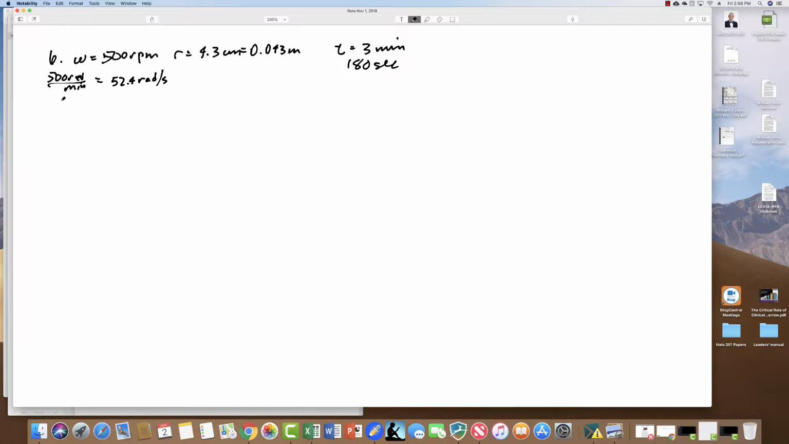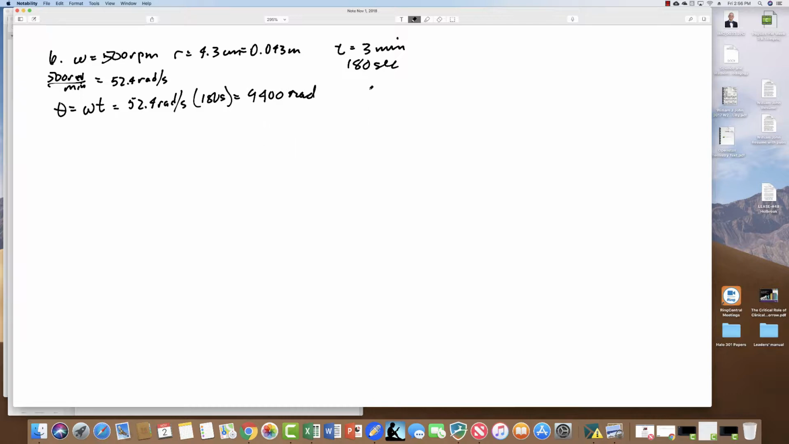So theta, in this case, is going to equal omega times t, because it doesn't talk about any acceleration or anything. So this is going to equal 52.4 radians per second times 180 seconds. And that's going to be 9,400 radians, two significant figures.